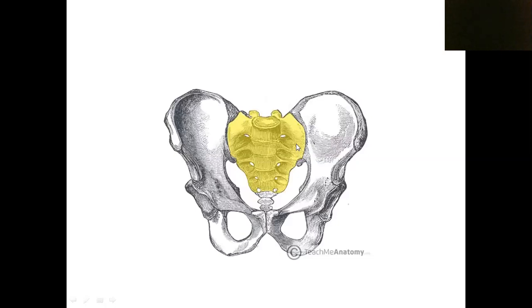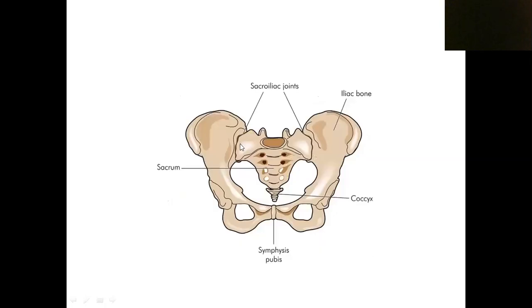Then another point, the pelvic inlet. This is the pelvic inlet. It is almost heart shaped in males. It is almost rounded or oval in females. So these are some of the differences between the male and female pelvis.